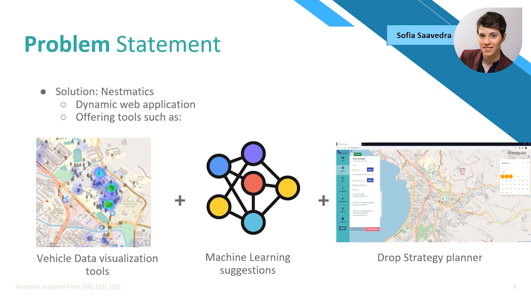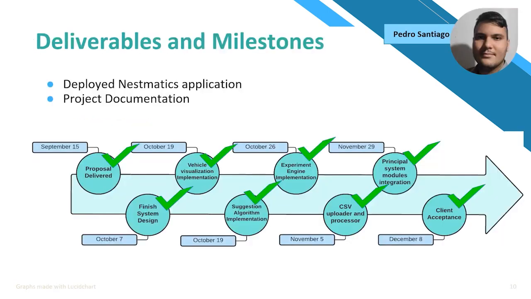Nesmatics is a dynamic web application that tackles the problem's main variables: the lack of visualization tools, the manual process of creating drop strategies, and the overall time it takes to develop them. By introducing visualization tools, machine learning suggestions of where to drop off vehicles, and a drop strategy planner. Scube Labs has successfully completed all of their milestones. As a result, the Nesmatics web application is now up and running on a server accessible by the client. Additionally, project documentation has been provided to the client for future management of the system.